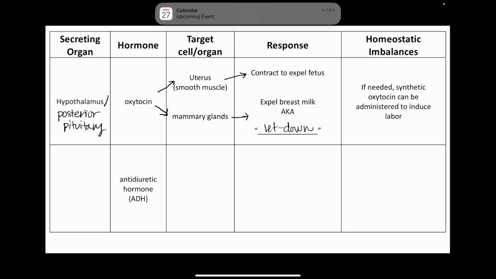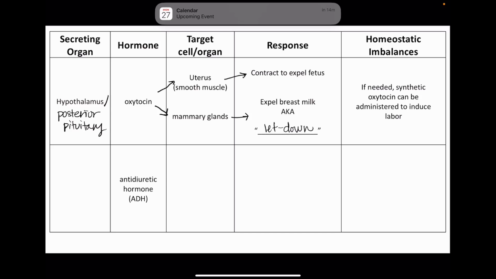So how I remember the difference between prolactin and oxytocin: prolactin is for production, while the oxytocin is for the letdown. Now, if needed, you can be administered synthetic oxytocin or Pitocin to induce labor if needed. That is just a synthetic form of oxytocin.